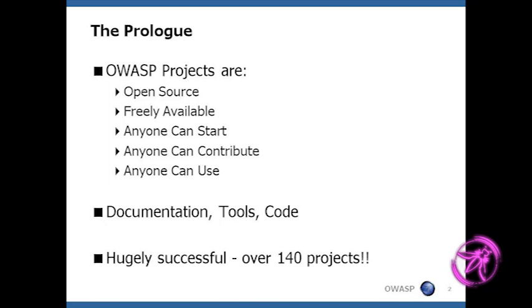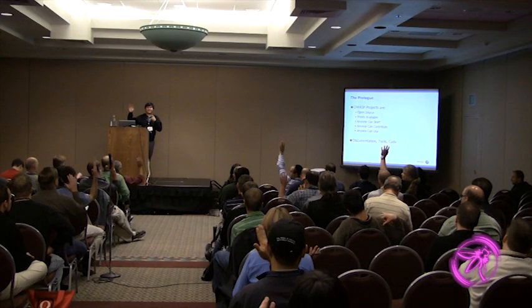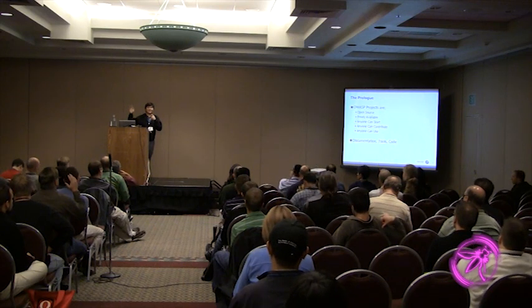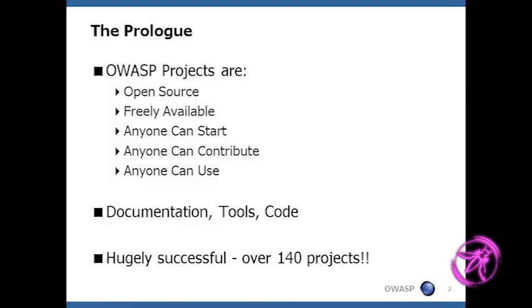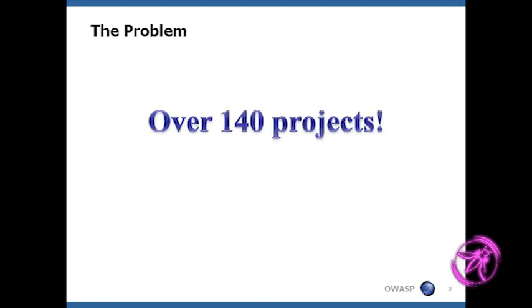So how many people know anything about an OWASP project? Raise your hand. It's almost the entire room, and I assert that anybody who did not raise their hand is lying because I know you all just sat through Chris's talk, so you know something about OWASP projects. So the thing is, OWASP projects have been pretty successful. We have over 140 projects in various degrees of maturity. So what exactly is the problem? The problem is we have over 140 projects.